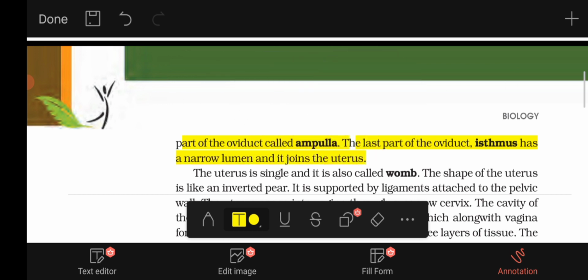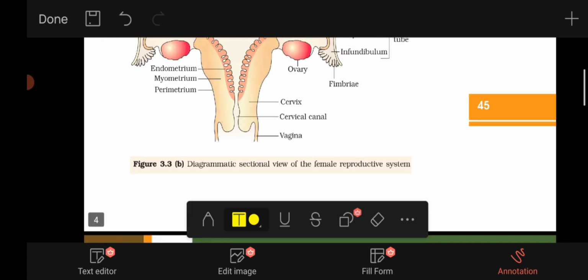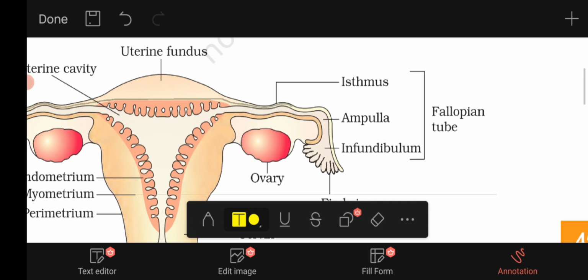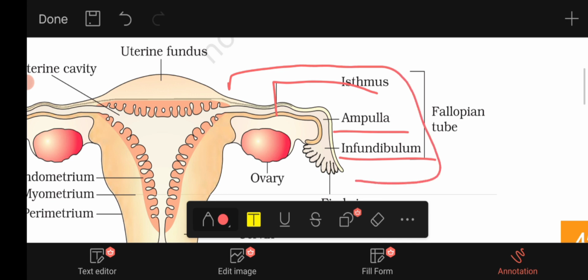So there are basically three parts. One is the infundibulum, the funnel-shaped part close to the ovary, which has finger-like projections fimbriae, and then the wider part ampulla where fertilization occurs, and the last part is the narrow part called the isthmus. Here they have given in the diagram this part, infundibulum, the funnel-shaped part close to the ovary. Then there is a wider part, ampulla, where fertilization occurs, and the last narrow part is the isthmus. And this whole is called a fallopian tube, which is around 10 to 12 centimeters long.